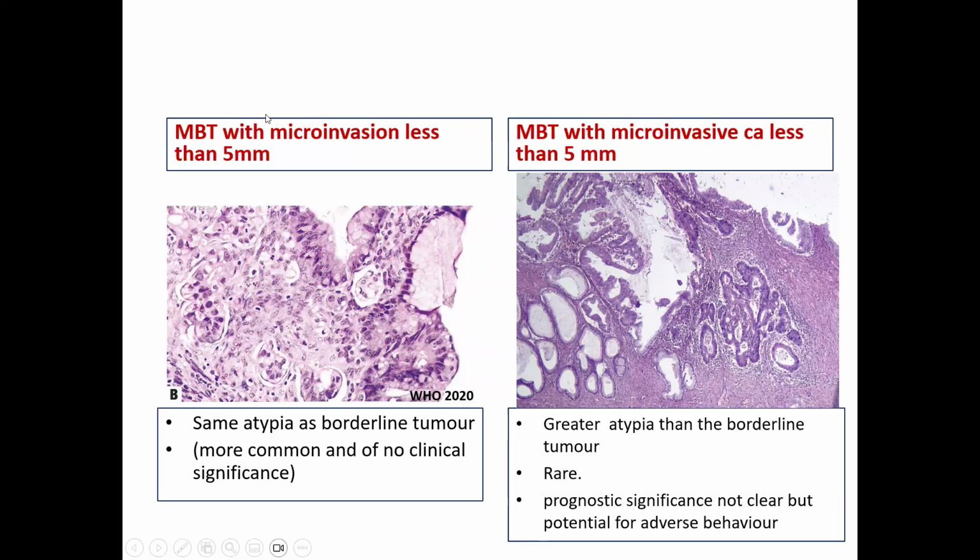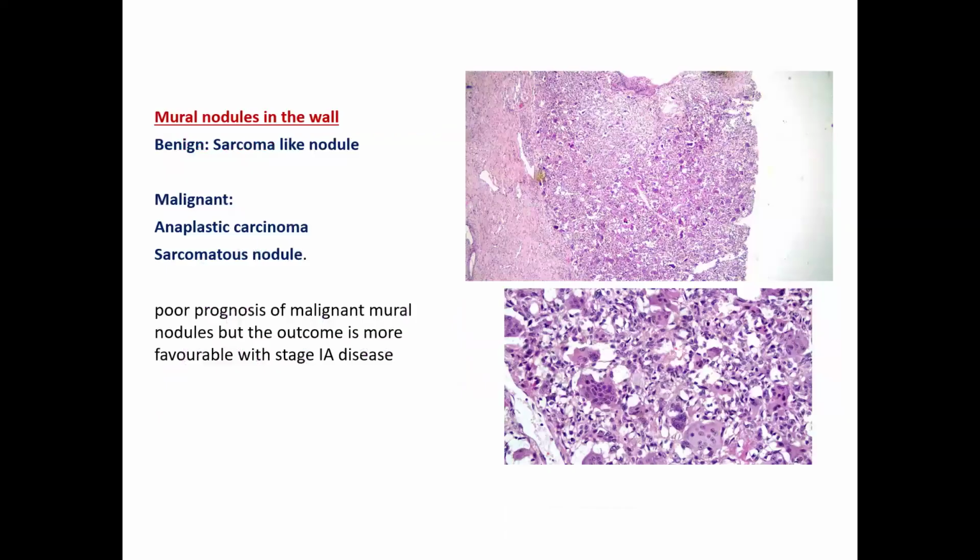So the mucinous borderline tumor with microinvasion has no clinical significance. It's just like a mucinous borderline tumor. However, the mucinous borderline tumor with microinvasive carcinoma is rare and the prognostic significance is not clear, but some cases have potential for aggressive behavior.